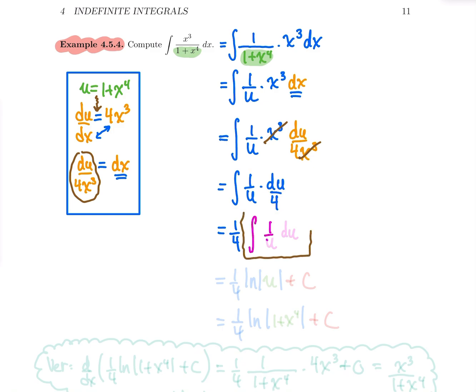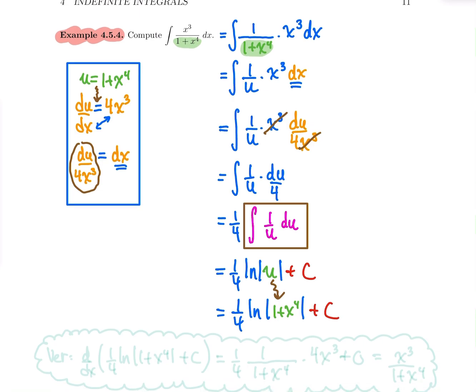Now the variable is u, but that's just a symbol. So 1 over u du, the integral of 1 over u du, that's your basic integral. And you know it's going to turn into ln of absolute value of u plus c. And as usual, the last move is to replace u by its original formula, 1/4 ln of absolute value of 1 plus x^4 plus c. And that's your final answer.